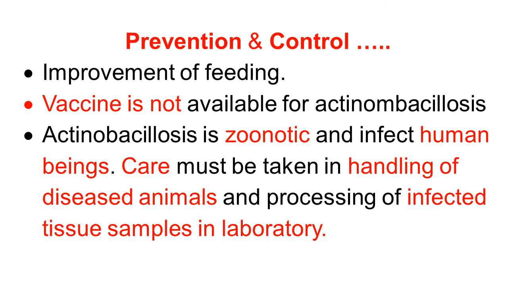Continuation of the discussion on prevention and control. Improvement of feeding. The grass should not be too much coarse, too much hard, or more grass awns should not be so much sharp because that may cause the injury into the mucosa and favors the entry of actinobacillus organism into the subcutaneous tissue or the mouth. So improvement in feeding also helps to some extent. For actinobacillosis, vaccine is not available. So it cannot be prevented by vaccine.